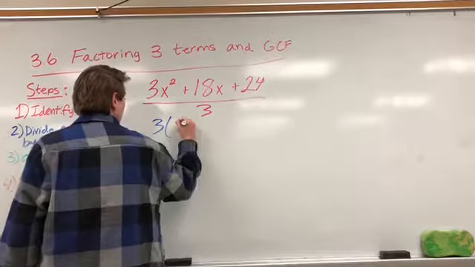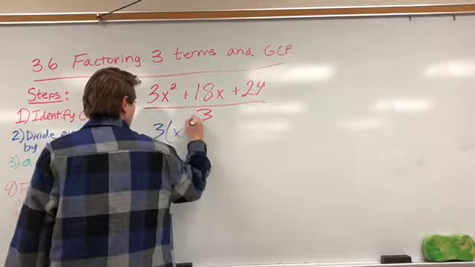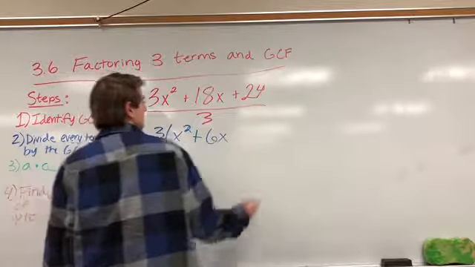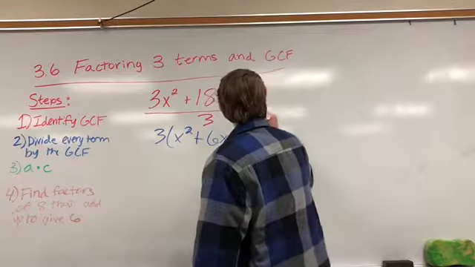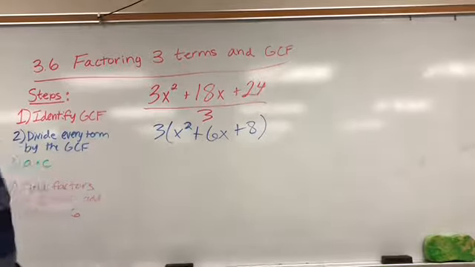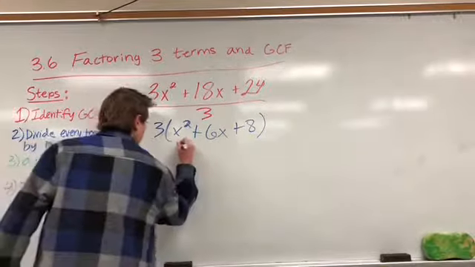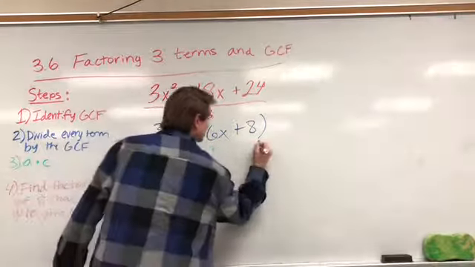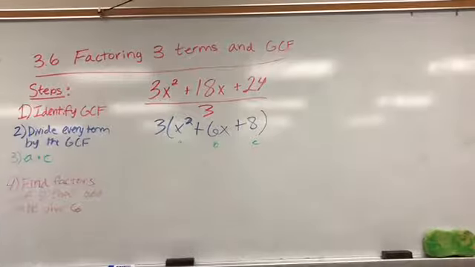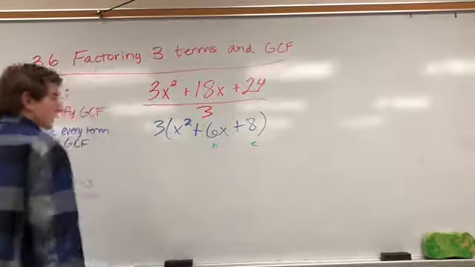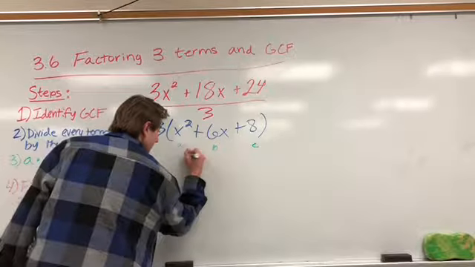So that leaves us with 3, x squared plus 6x plus 8. Okay. Now that we know this, we know A is 1, B is 6, and C is 8. Third step. A times C. A times C equals 8.